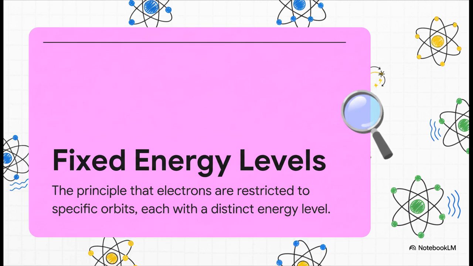He came up with this radical idea. He said, what if electrons can't be just anywhere? What if they're restricted to specific, fixed energy levels, like cars in designated lanes on a highway? As long as an electron stays in its lane, it doesn't lose energy, and the atom stays stable. So the big takeaway is this. Electrons have very strict rules about where they're allowed to be. This idea of fixed energy levels, it is the absolute key to everything that comes next.